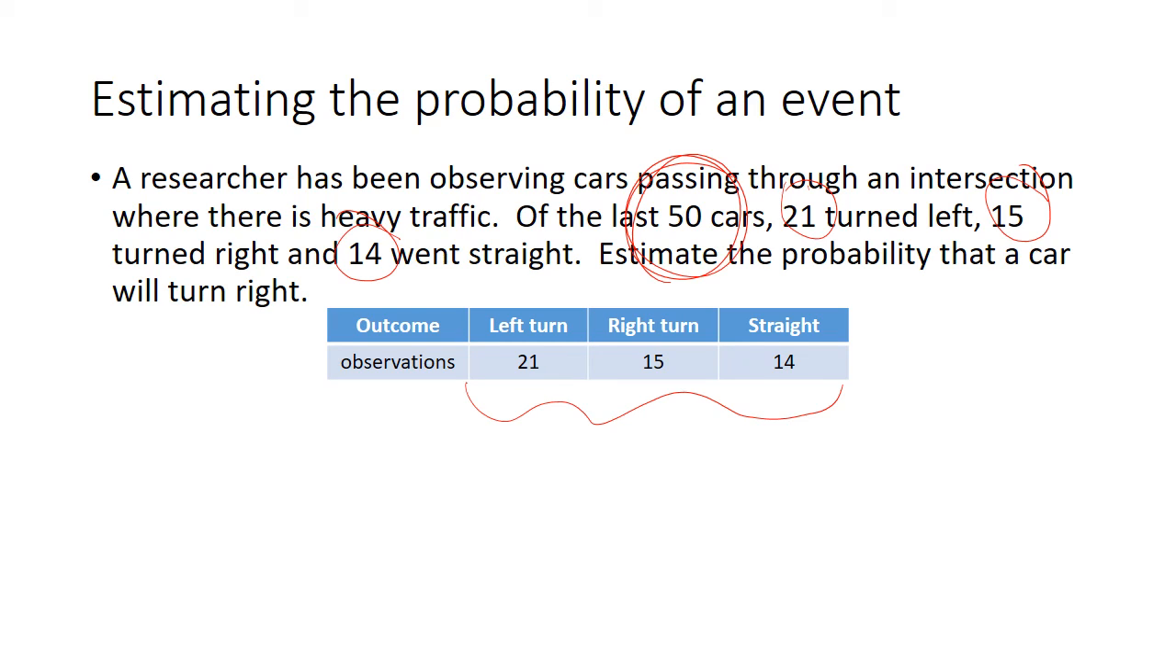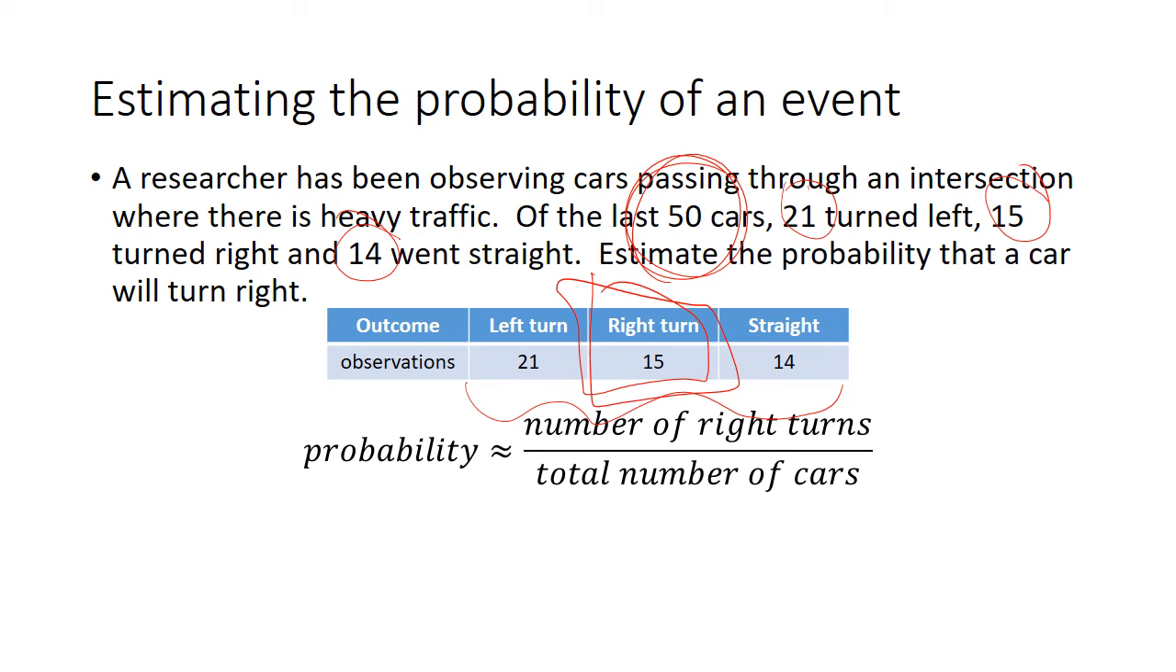We're going to estimate the probability that the car will turn right. This is the one we're looking for right here. So we'll put the number of right turns over the total number of cars. That would give us 15 over 50, right? When we divide that out, that's going to give us 0.30. So about a 30% chance that it will turn right.